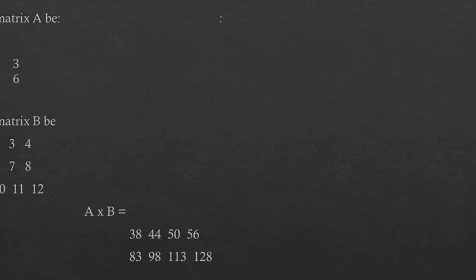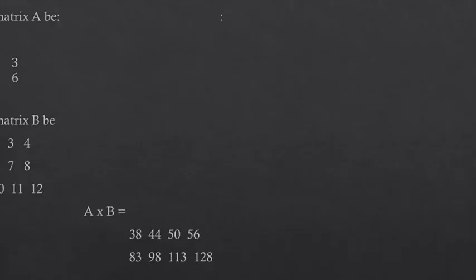Similarly, the second element is given by the first row of the first matrix multiplied by the second column of the second matrix, which gives us the second element of the resultant matrix. And for the third, the elements of the first row of the first matrix are multiplied by the third column of the second matrix, which gives us 50. And for the second row, first element of the resultant matrix, we have the second row of matrix A multiplied by the first column of matrix B. In this way, we get the resultant matrix.